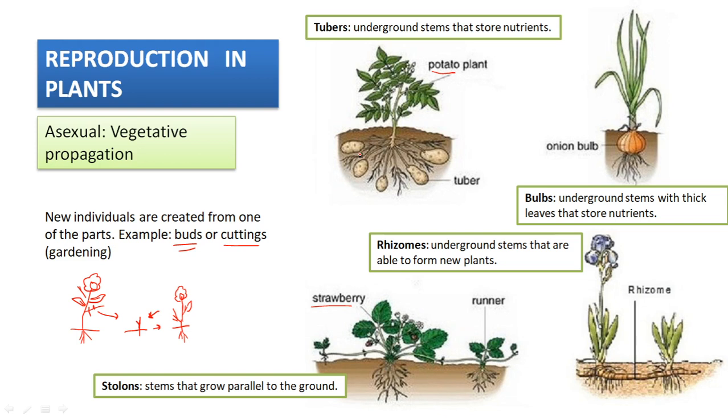Potatoes are modified stems that grow underground, and they can store some nutrients. It's like a reservoir for nutrients, and that's why we use it as food, because they have a lot of nutrients, basically carbohydrates, that the plant can store in these stems.